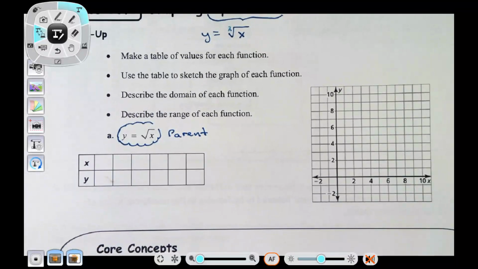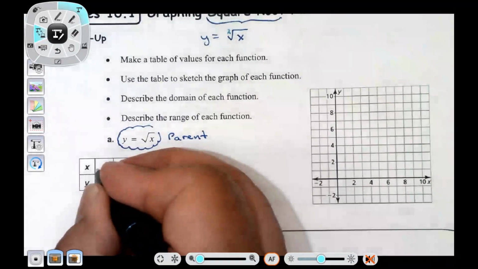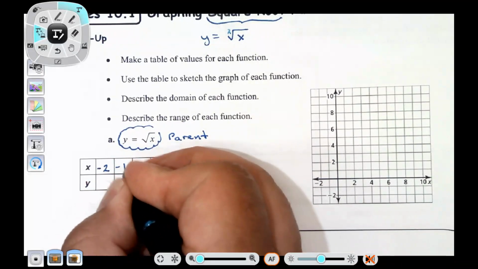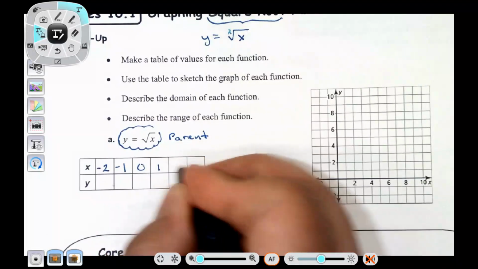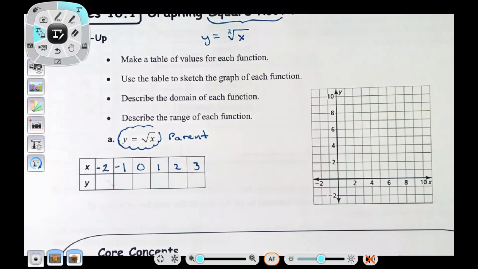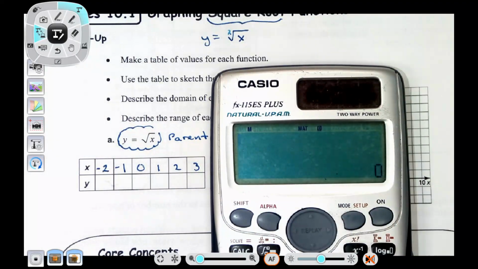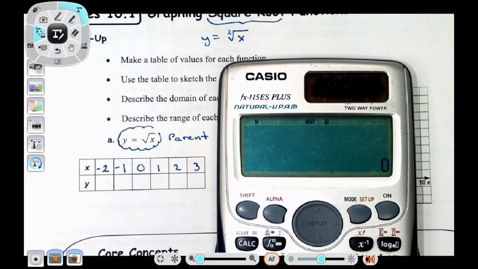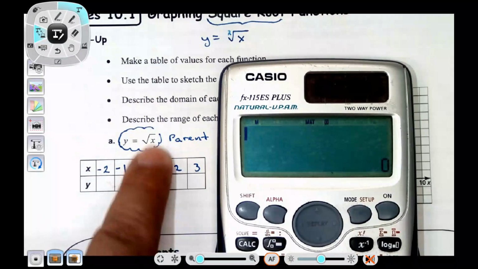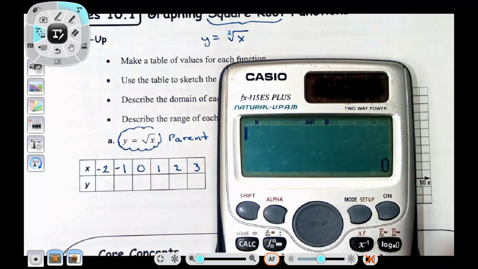So here's what we want to do. We're going to create a table. So we're going to try to see if we could keep the same numbers for all of them, -2, -1, 0, 1, 2, 3, and then the calculator is going to do most of the work for us. So have a calculator handy. Now, if you use Desmos Scientific, it will be a lot easier because you can type those numbers in very quickly.